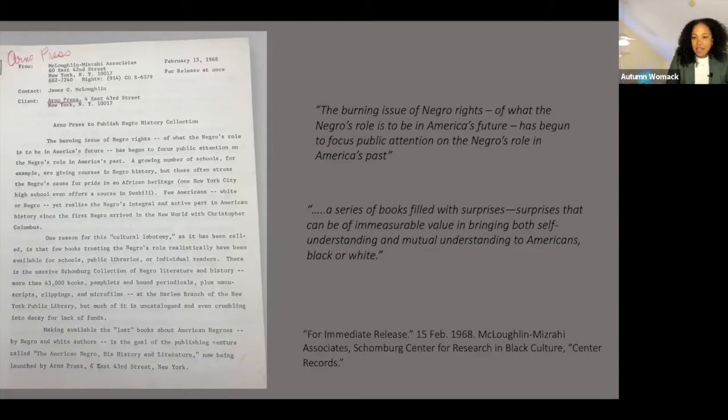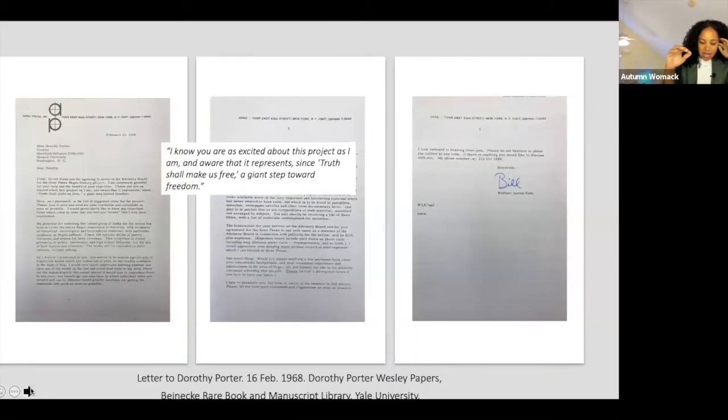Nevertheless, in spite of this highly problematic framing, just one day after the press release was circulated, Katz wrote to the newly appointed 7-person advisory board welcoming them to what was then simply called the Arno Press Negro History Project. So there's not a ton, but there's enough of this correspondence that goes back and forth, kind of planning out what the titles will be and such.